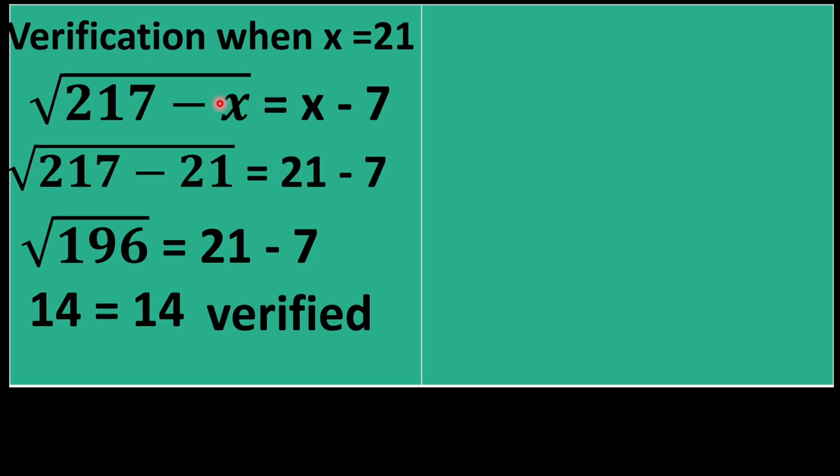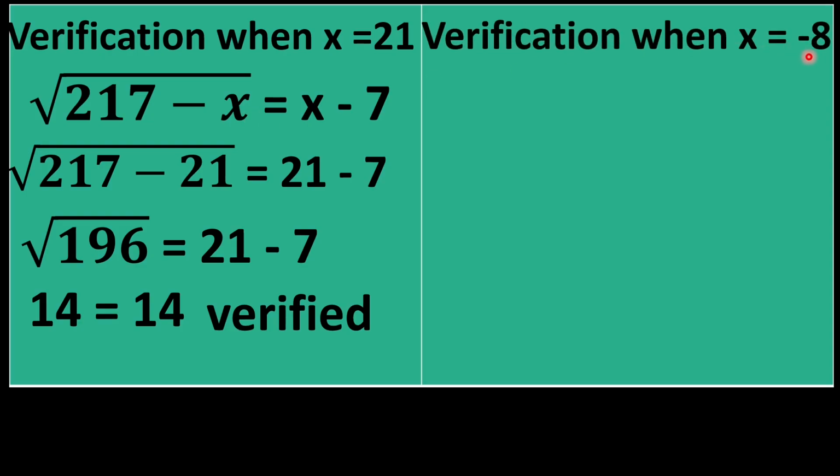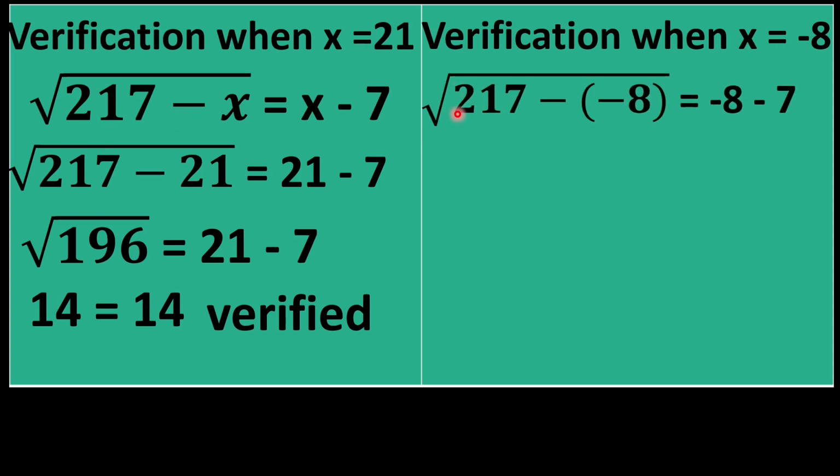Now let's test this equation for the other value, which is equal to minus 8. So we will put x equals minus 8 in this equation. So square root of 217 minus minus 8 in place of x equals x minus 7, so we will place minus 8 in place of x. So this 217 minus, when multiplied with minus, will become plus. So 217 plus 8 equals 225, and this minus 8 minus 7 equals minus 15.